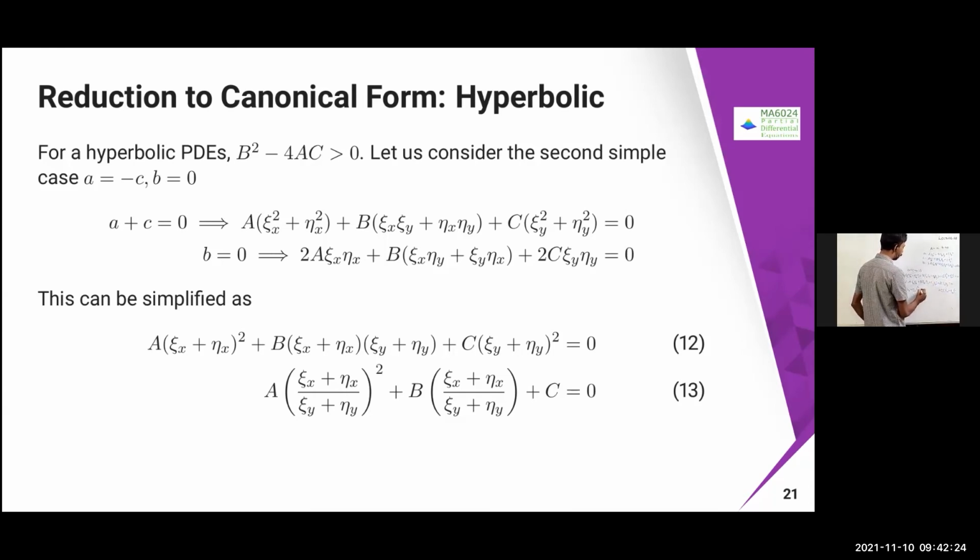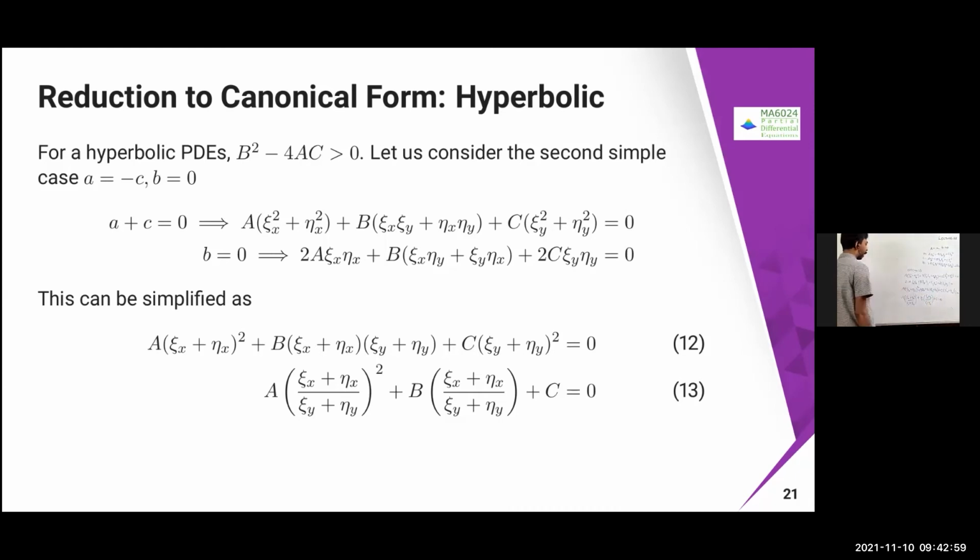Therefore, this is going to become b into (chi x plus eta x) into (chi y plus eta y). Now I'm going to divide everywhere by (chi y plus eta y) whole square. Therefore, this is going to become a into (chi x plus eta x) divided by (chi y plus eta y) whole square, plus, dividing once again, b into (chi x plus eta x) divided by (chi y plus eta y), plus c equal to 0.